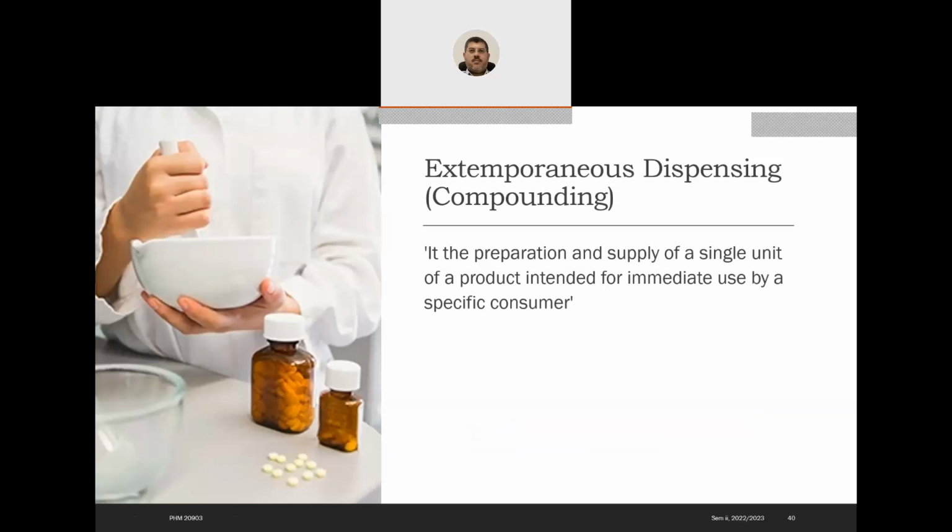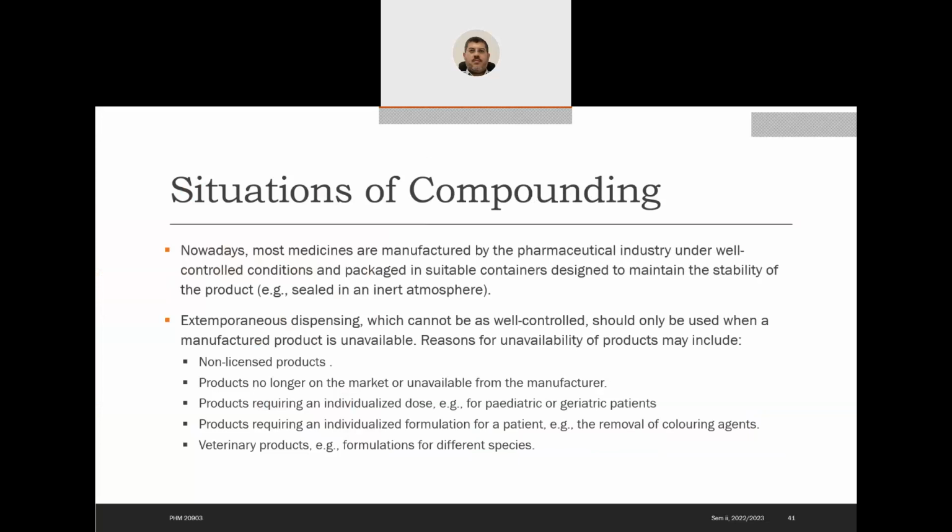Okay, so extemporaneous dispensing, or sometimes we call it compounding without the word extemporaneous. So compounding or extemporaneous dispensing is the preparation, as we mentioned, and supply of a single unit of a product intended for immediate use by a specific consumer. It's for an individual patient, based on a prescription from a prescriber.